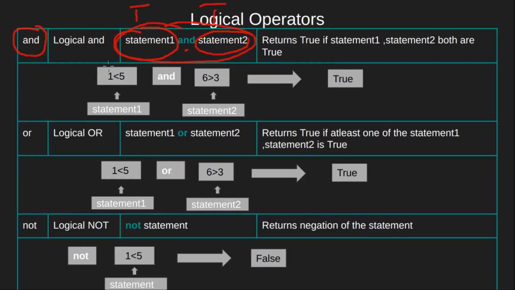For example, here I am taking 1 less than 5, which is a true statement, performing an AND operation with another statement, which is a comparison of 6 greater than 3. So 1 is less than 5, yes, it is true. 6 is greater than 3, yes, it is true. So true and true, I get a true as an answer. This is just like a normal AND operation, the logical AND or the Boolean AND that we are used to. So the result is true only when both the statements are true. If one of them turns out to be false, the result is going to be false.